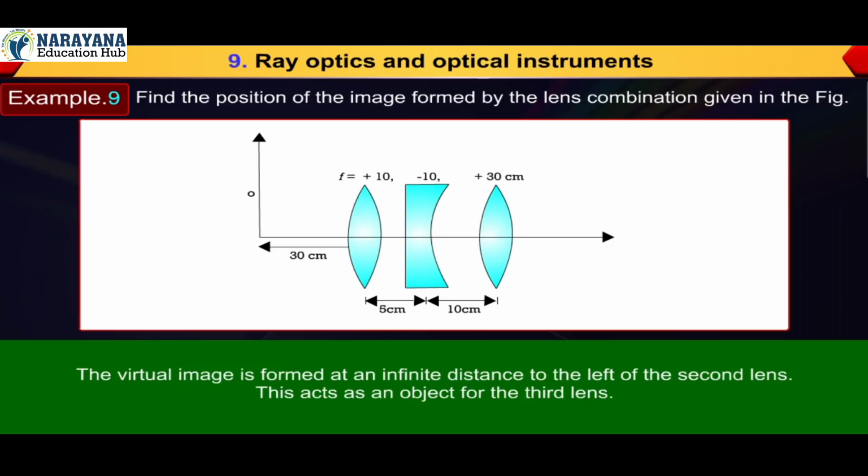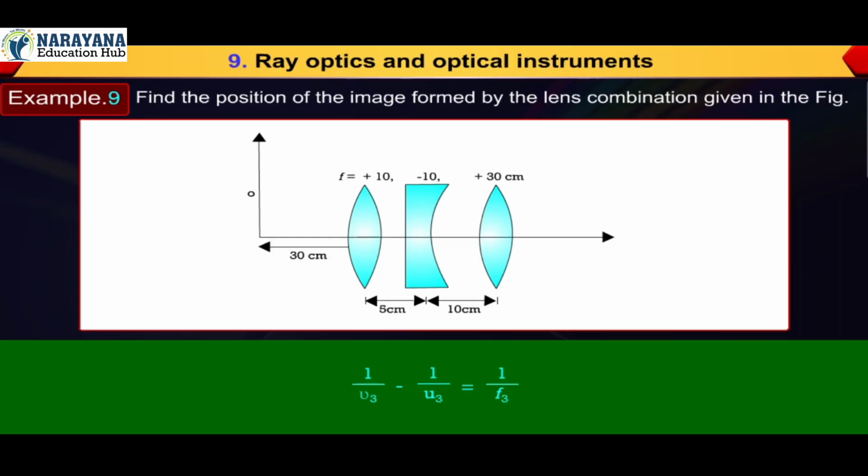This acts as an object for the third lens. 1/v3 − 1/u3 = 1/f3, or 1/v3 − 1/infinity = 1/30, or v3 = 30 cm. The final image is formed 30 cm to the right of the third lens.